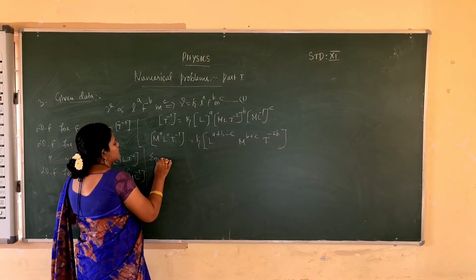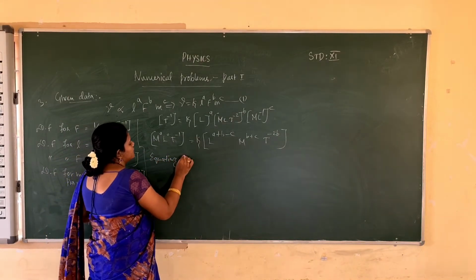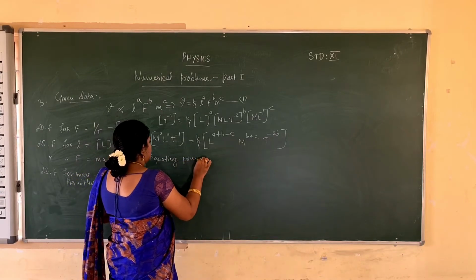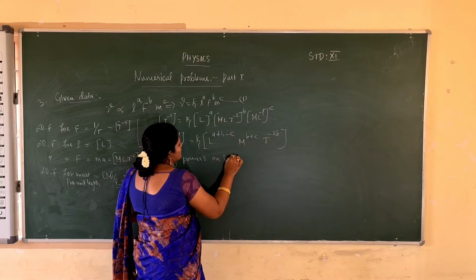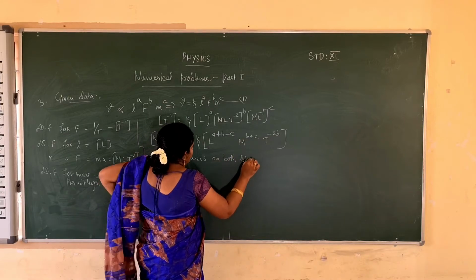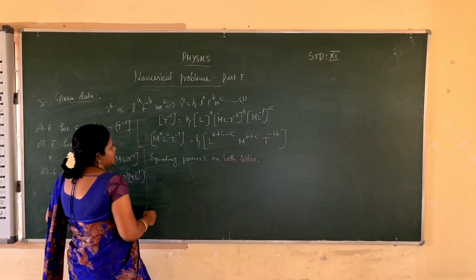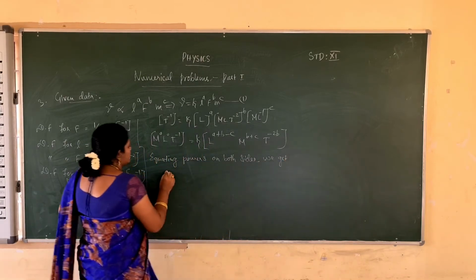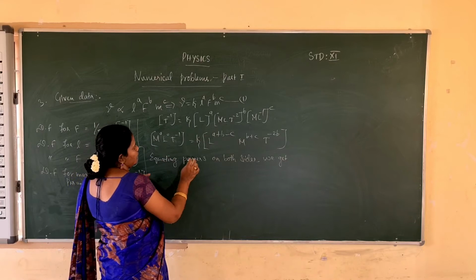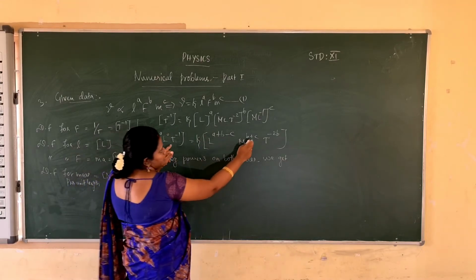Equating powers on both sides, we get M power 0, M power B plus C.